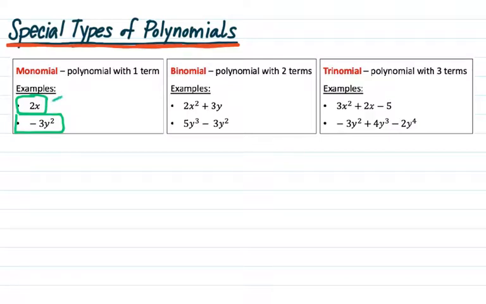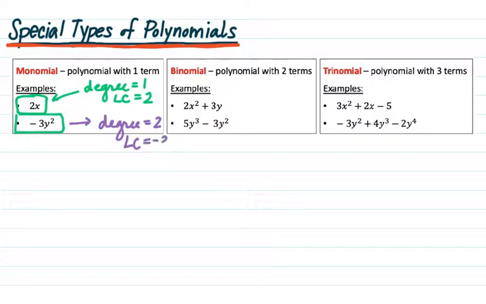If we want some extra practice, this monomial has degree 1. That means the highest power is 1. It has a leading coefficient of 2. This next one has degree 2. Remember, that's the highest power, and the leading coefficient in this case is minus 3.